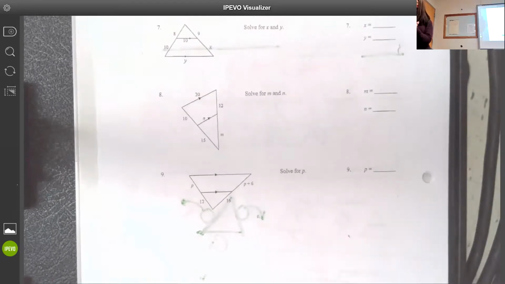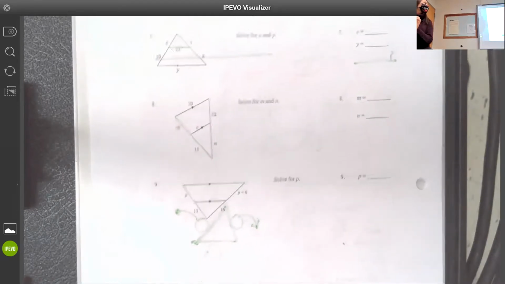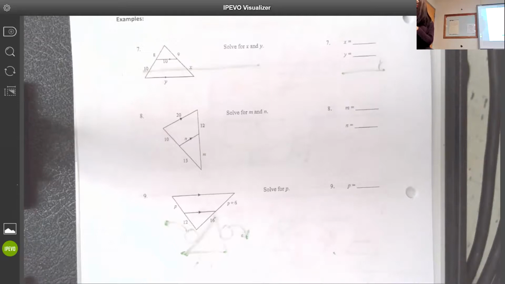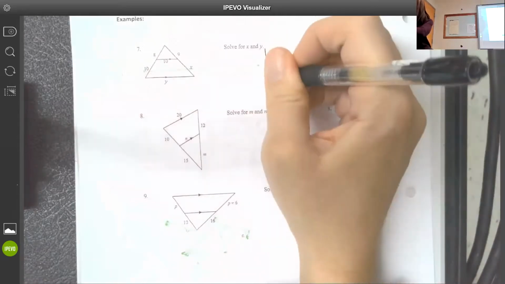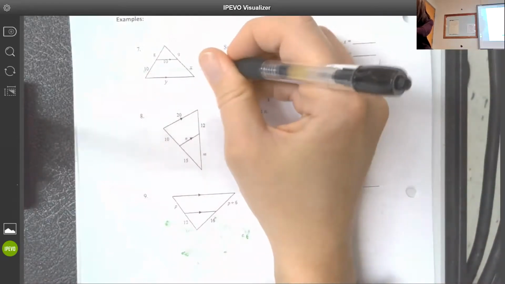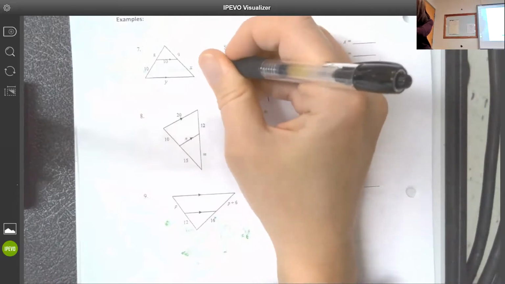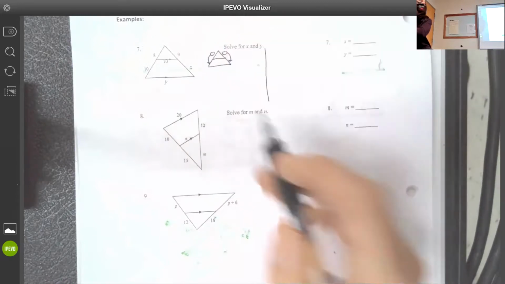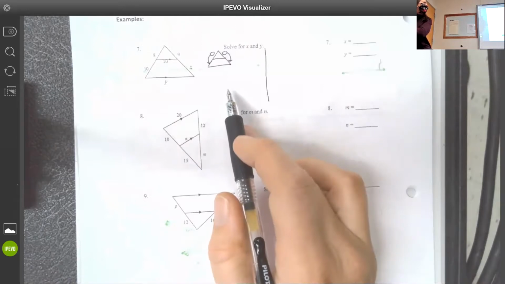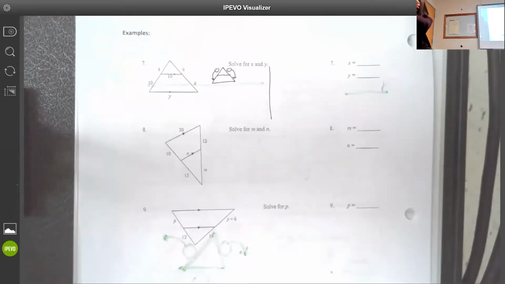So to solve for X and Y, we're going to use both of the situations I just showed you. To solve for X, I'm going to use this, where my sides are broken down proportionately. So to solve, let me see if I can make this a little bigger.